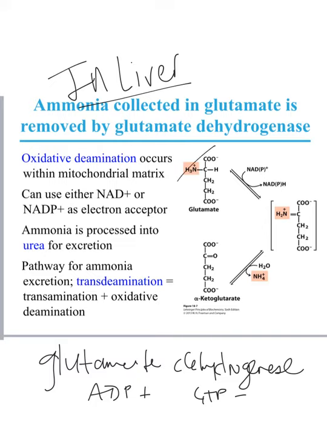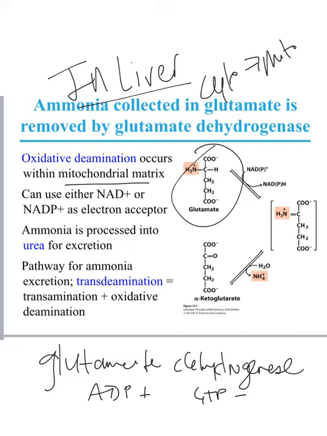So we have to take this glutamate that we just made in the cytosol, and we have to transfer it to the mitochondria so that we can process it. So this oxidative deamination is what's going to happen here. And again, it's going to occur in the mitochondrial matrix because that's where the enzyme is.